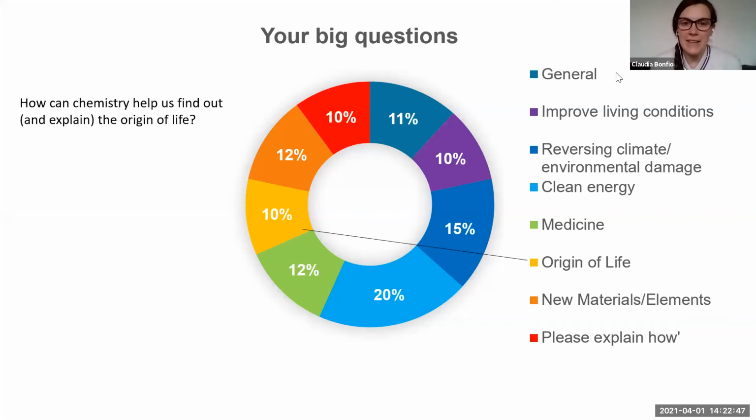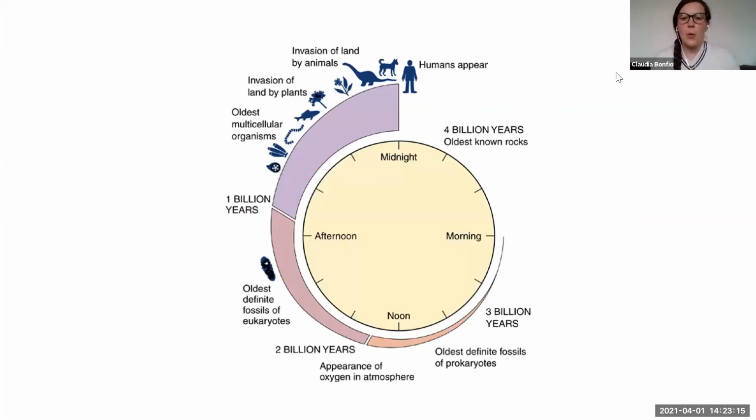And it's very nice to see that quite a lot of you were interested in understanding how chemistry can help us find out and explain the origin of life. And the reason why I'm very happy about this is because that's what I've been doing for all of my research career, from the PhD through the postdoc. So if we want chemistry to explain or tell us something about the origin of life, what we need to think about is what we are referring to.